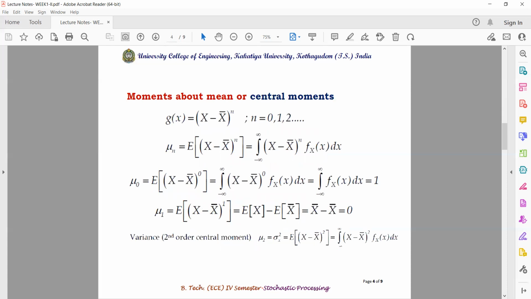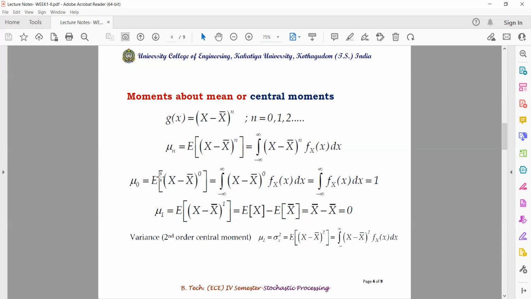Next one. Moments about the mean are central moments. So in place of g of x, we have x minus x bar whole power n. In moments about origin, in the place of x bar we have 0. Here, g of x is equal to capital X minus x bar whole power n, and n is always an integer value varying from 0, 1, 2, and so on up to infinity.